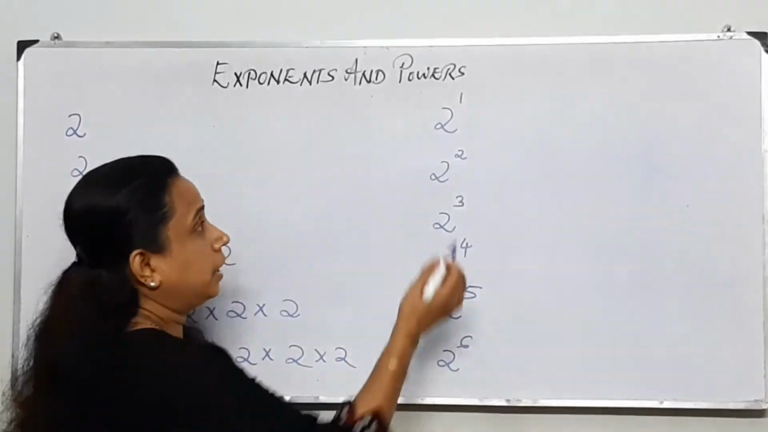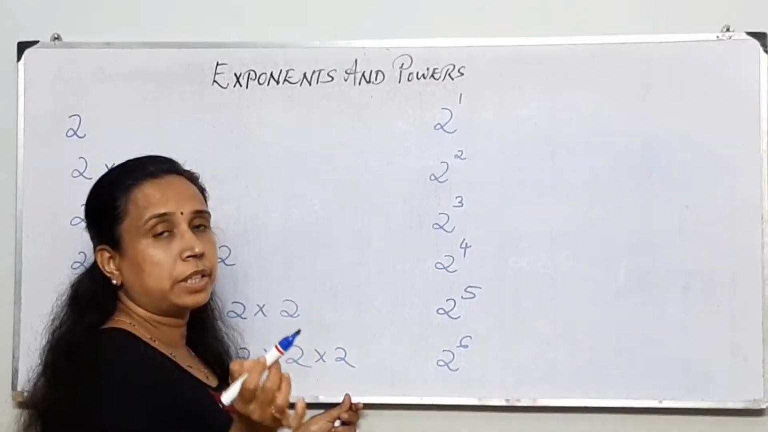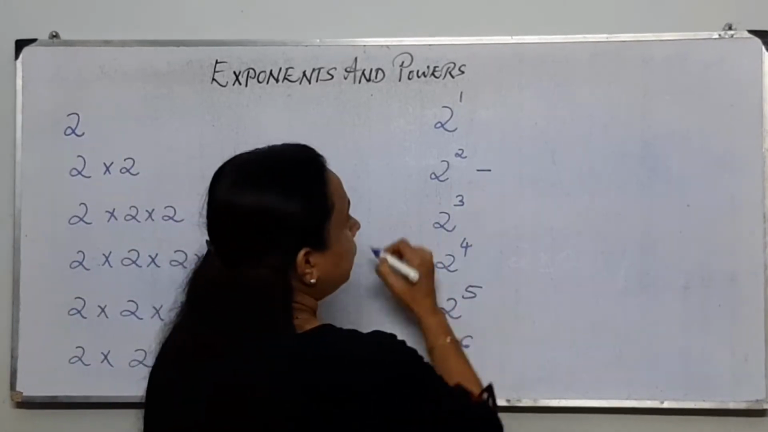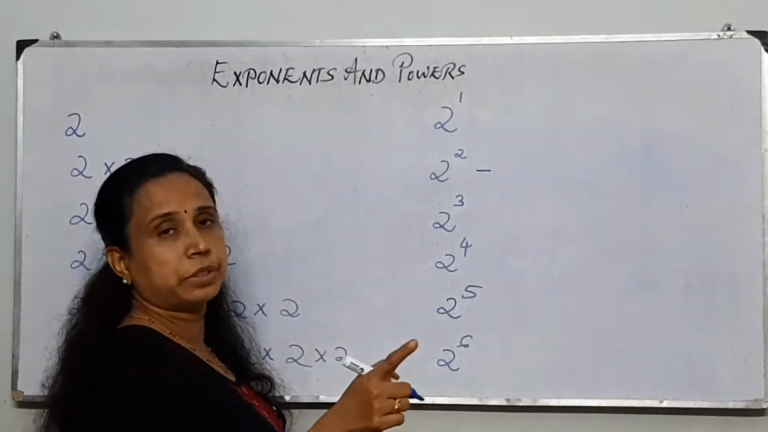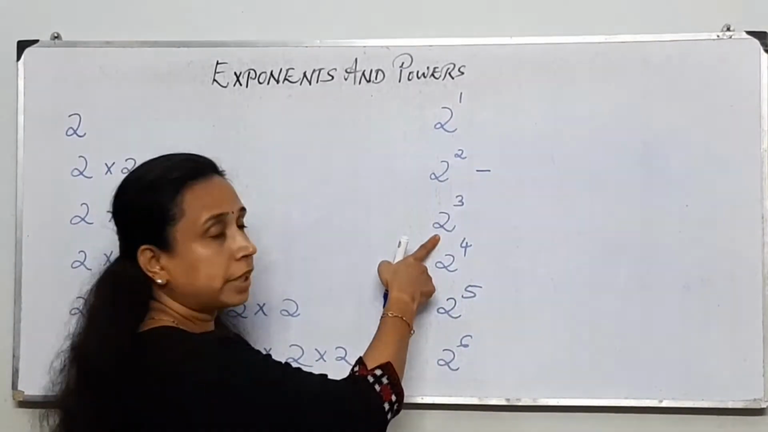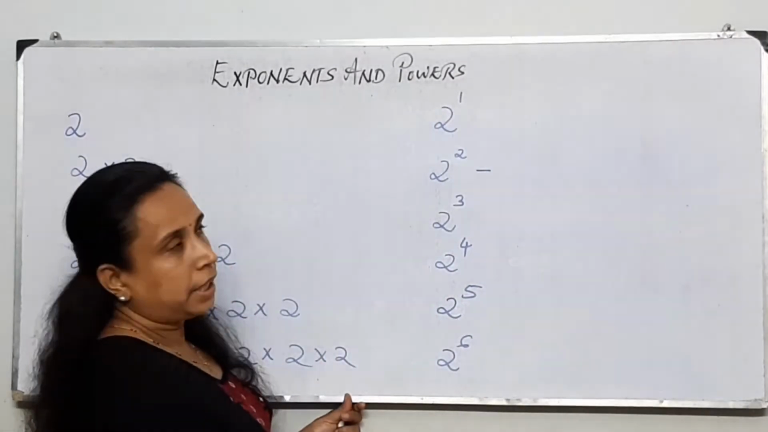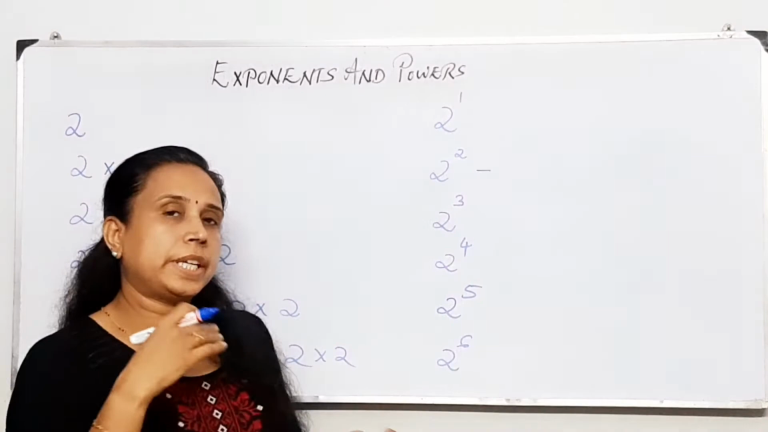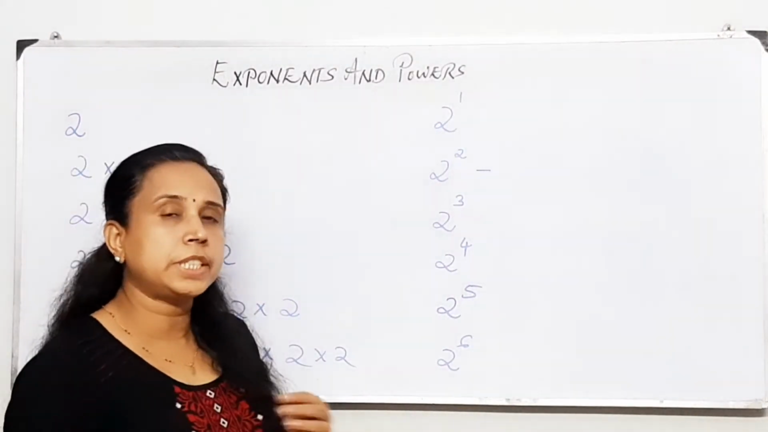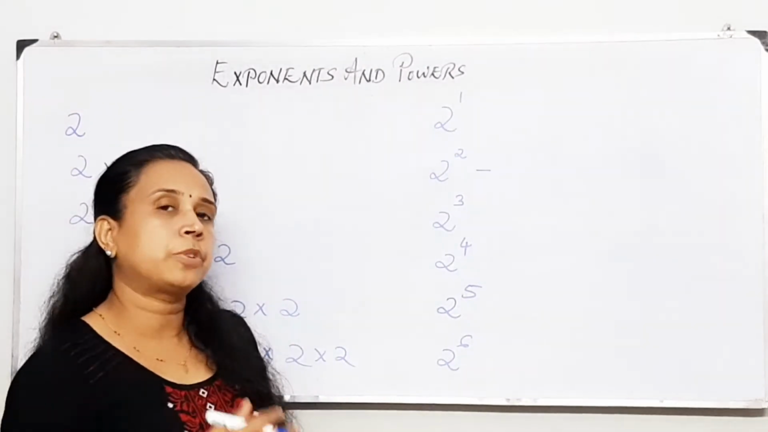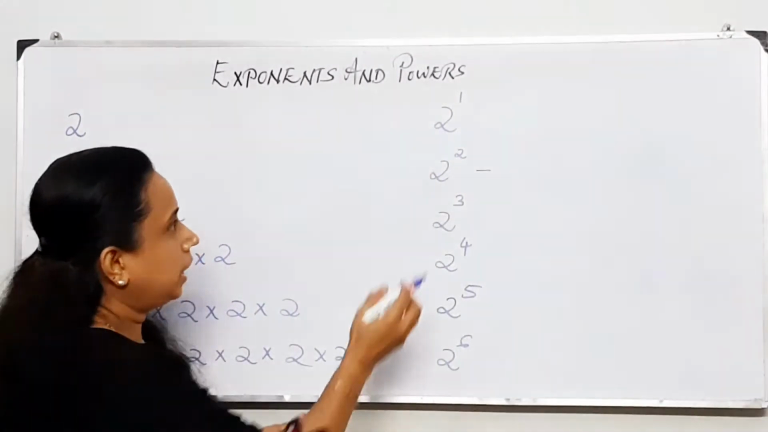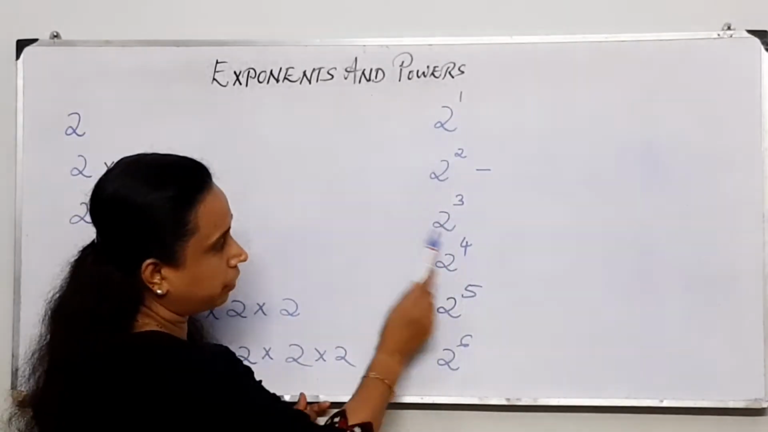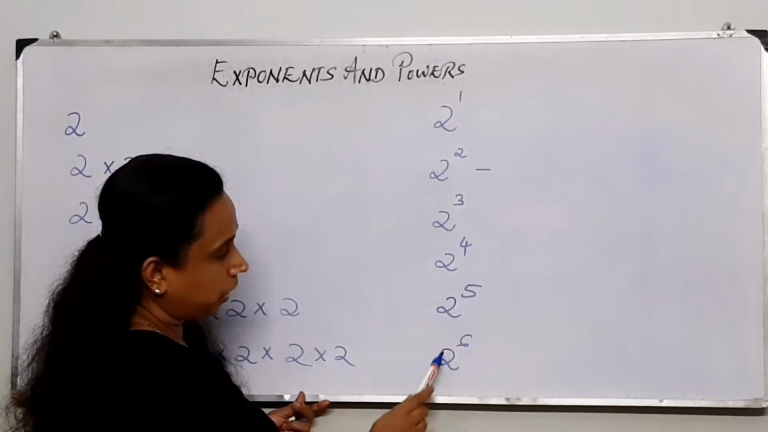How can we read this number? This one we can read as 2 raised to the power 1 or 2 to the power 1. This one, 2 raised to the power 2 or 2 to the power 2. How can we read this number? 2 raised to the power 3 or 2 to the power 3. This way we can write this number in this manner. So we can say that these numbers are in exponential form. These numbers are known as exponential numbers. Here 2 raised to the power 1, 2 raised to the power 2, 2 raised to the power 3, 2 raised to the power 4, 2 raised to the power 5, 2 raised to the power 6.